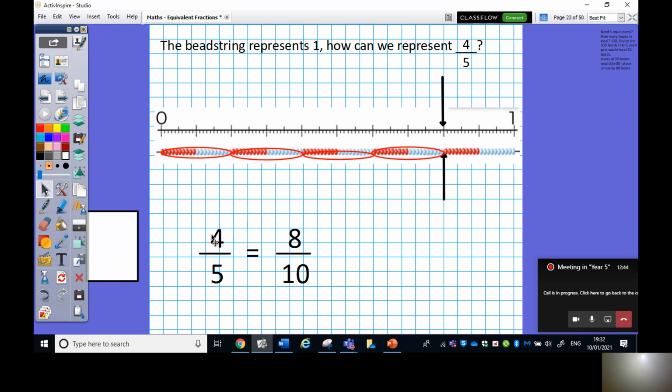Now let's take a look at the relationship between the numerator and the denominator. What do I need to do to 4 to get 8? Yeah, I would multiply it by 2. 4 times 2 equals 8. What about 5? What's the relationship between 5 and 10? What would I need to do to 5 to get 10? Yes, I'd need to multiply it by 2. Notice that whatever I do to the denominator, I do to the numerator, and vice versa.